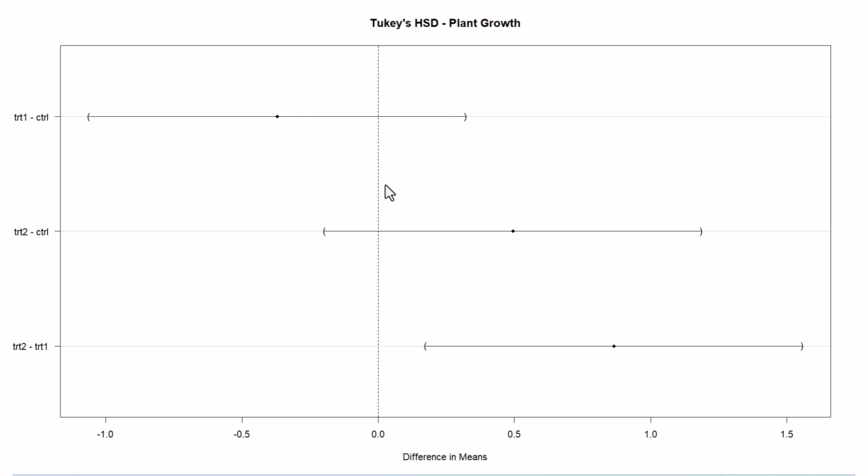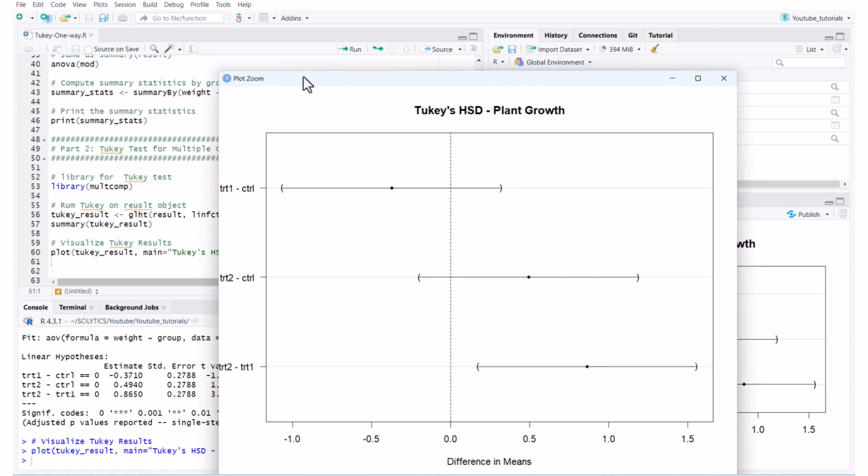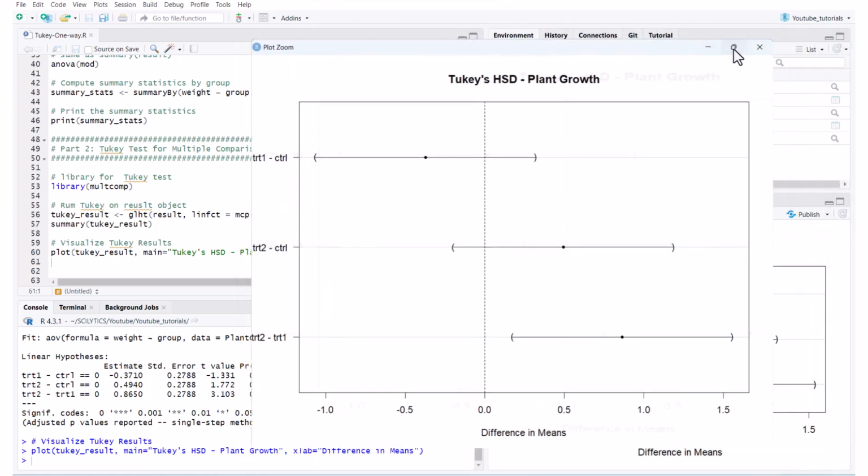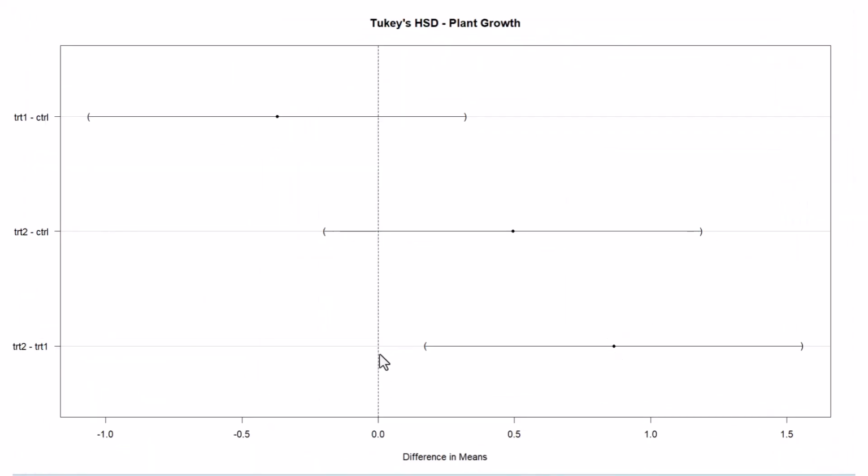Since they cross the zero line, it means that they're not statistically significant. The same thing for treatment two and control. So the only one that really is far away, the mean is here at 0.7, I think. Let's go back and see. 0.87 practically. So yeah, 0.87 is very far away from zero. This is the difference in means between treatment two and treatment one, and this is the confidence interval. The confidence interval doesn't even touch the zero line. So that's why you can say that this is statistically significantly different from zero. So that's how you interpret that plot.